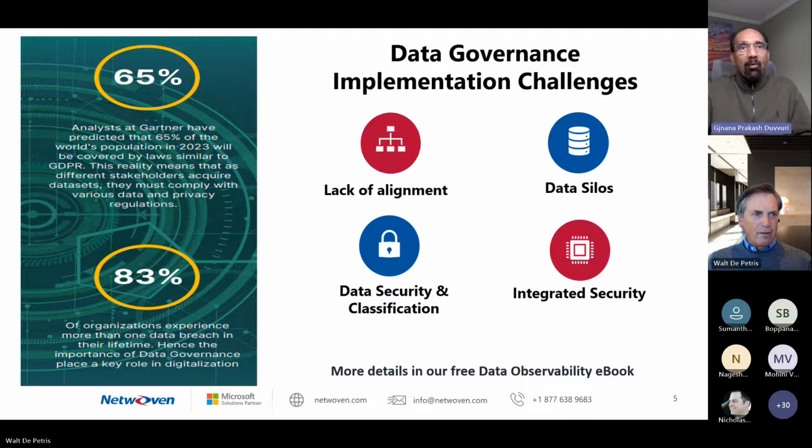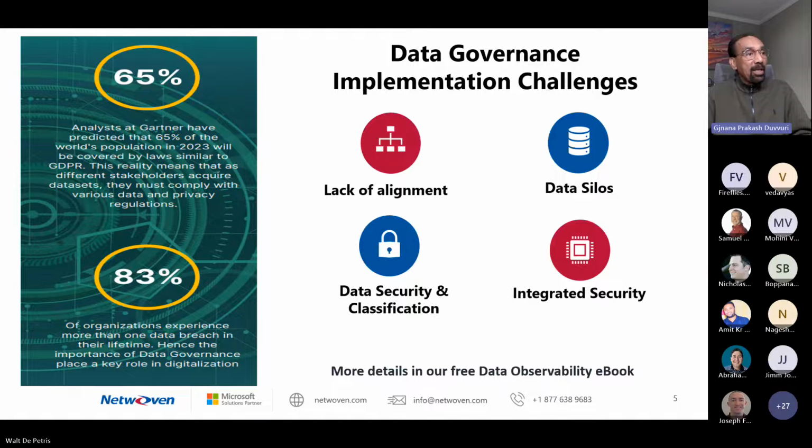Just now, Walt explained what exactly it means to us today, and Gartner says 65% of the world's population in 2023 will be covered by laws similar to GDPR. Hence, there are a lot of various data and privacy regulations, and data governance and its importance will go up. At the same time, 83% of organizations experience more than one data breach in their lifetime. Hence, the importance of data governance plays a key role, especially in the digitalization we are going through nowadays.